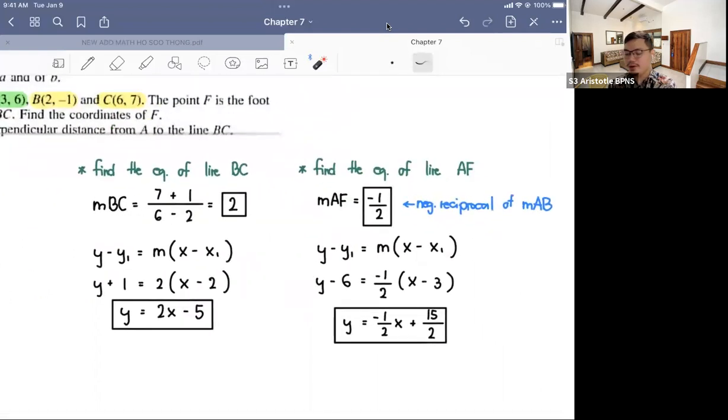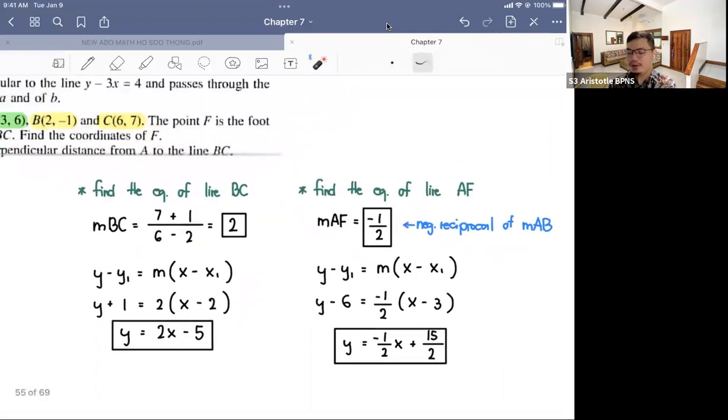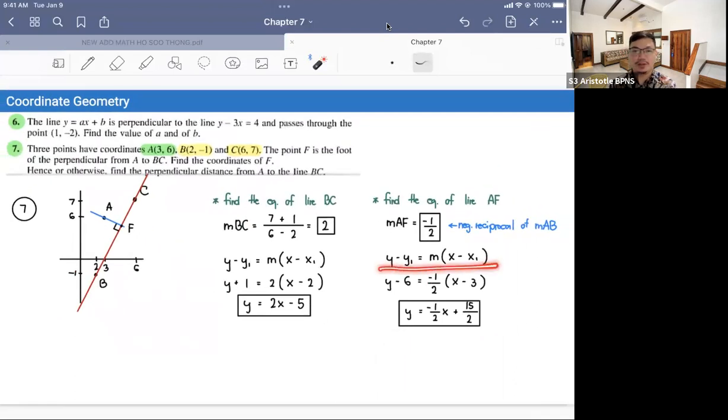So therefore, I have my gradient, so I can now find the equation of this line using this formula. So here's the gradient, so it's -1/2. And then for the x and y value, I just use the values of point A, which is 3 and 6. Okay. So from here, simplifying this, your second equation is y equals -1/2 x plus 15/2. Okay, any question, class, for the equations of line BC and line AF?